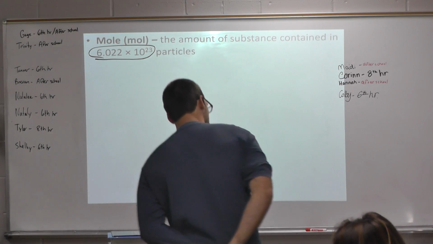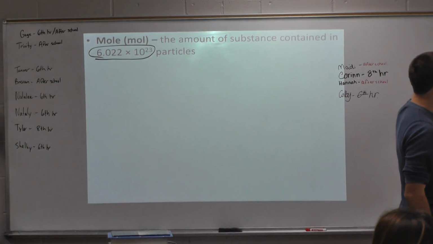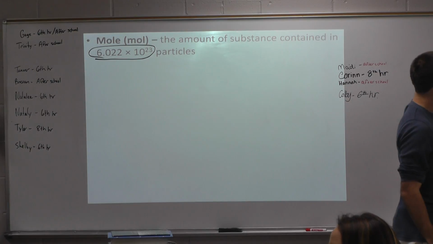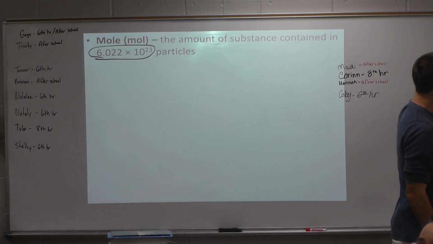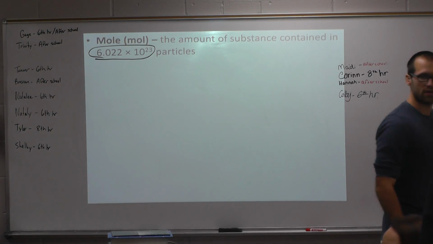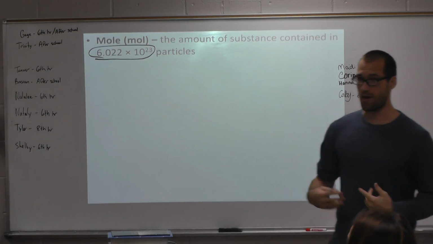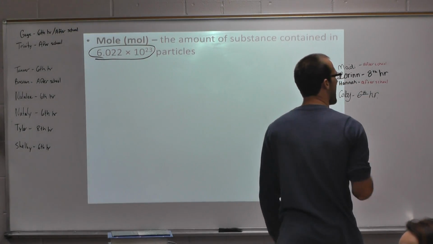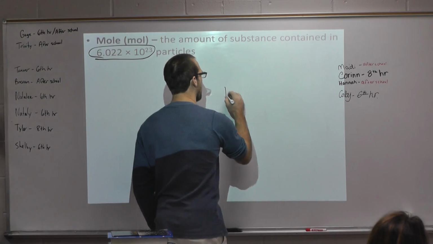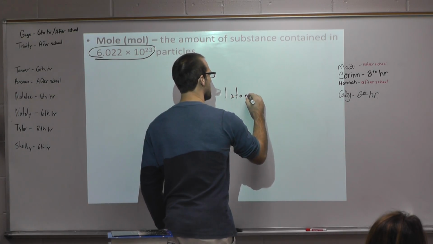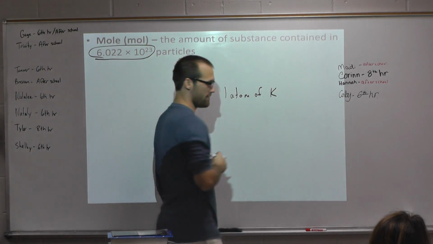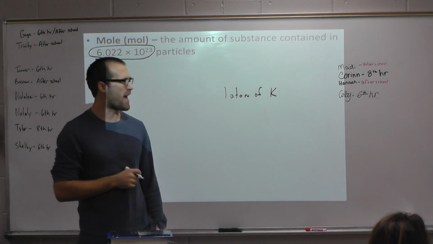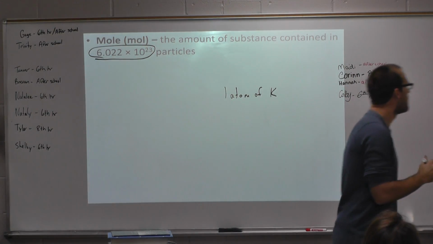Do you remember talking about these numbers? What were those numbers? Atomic mass. Atomic mass unit, right? So what I said is if I have one atom of potassium, it has an atomic mass of what? 39.06.